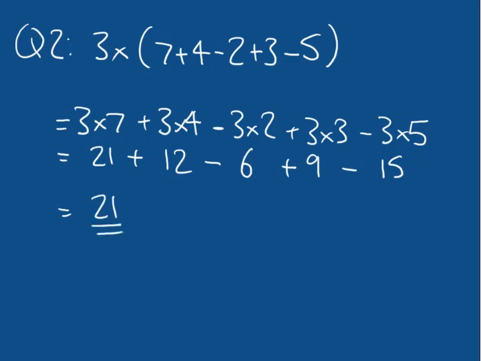If we were to compare this to the original expression, well, that's going to be 3 times, 7 plus 4 is 11, minus 2 is 9, plus 3 is 12, minus 5 is 7, 3 times 7. And 3 times 7 is equal to 21. So there we go. They are the same. We have expanded and evaluated that correctly.